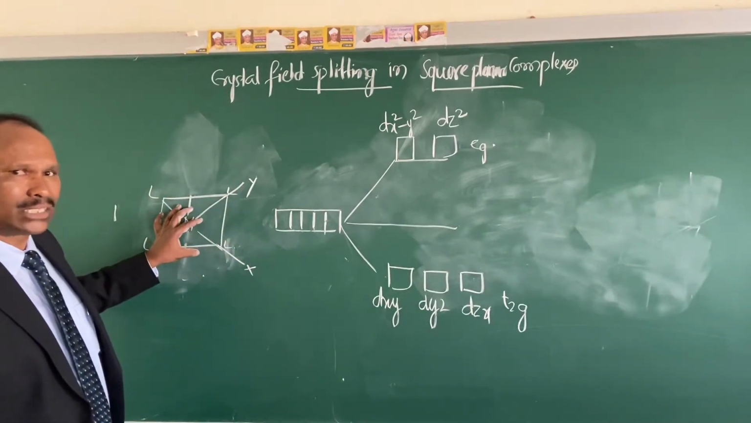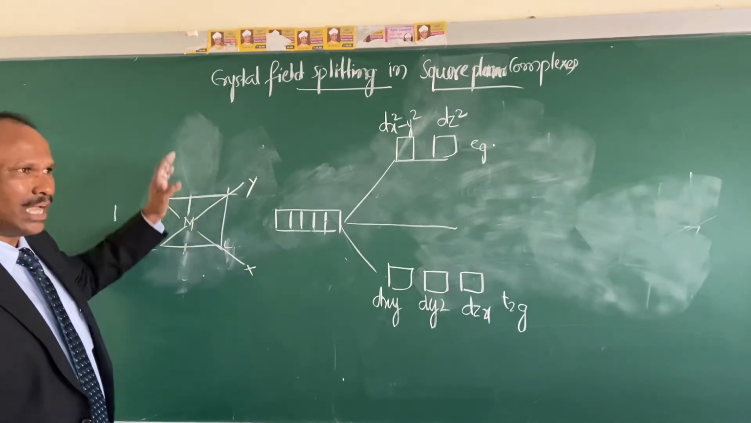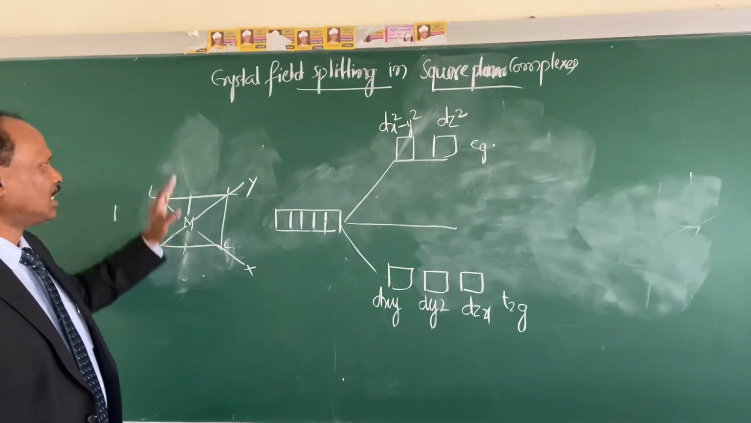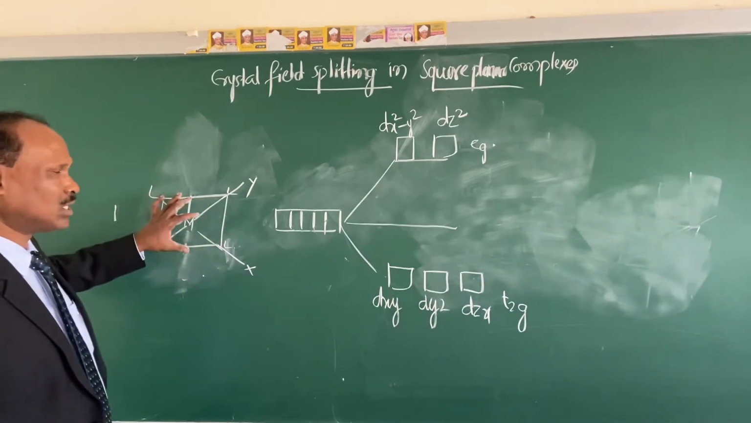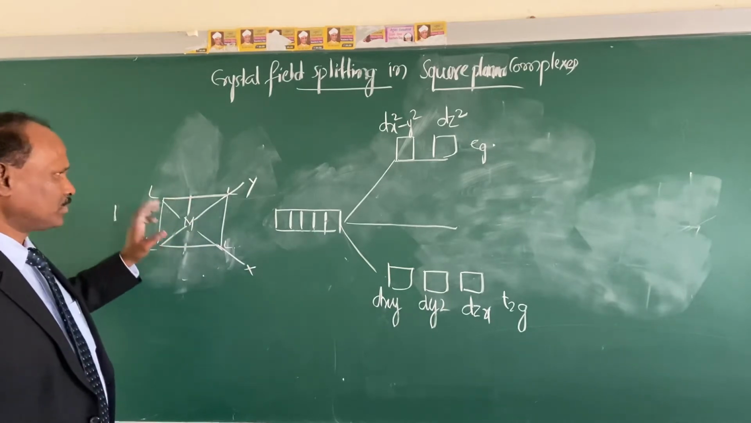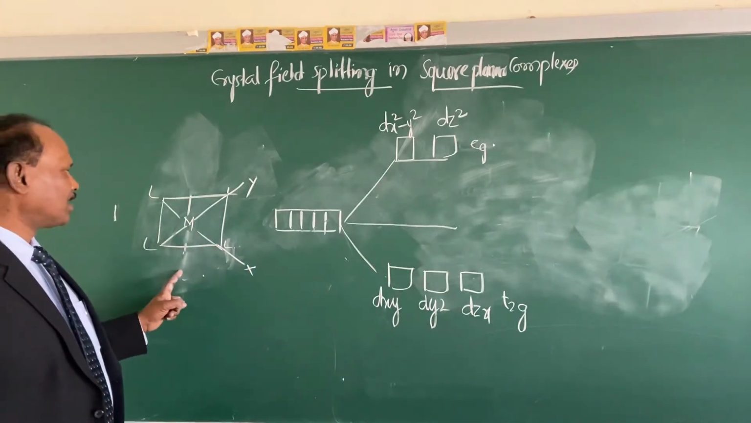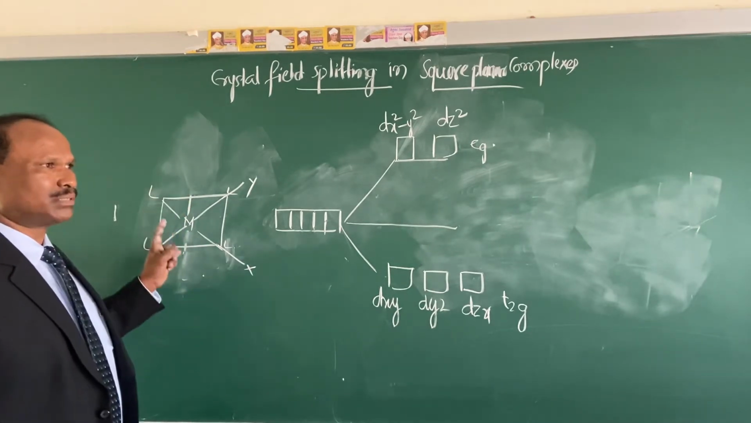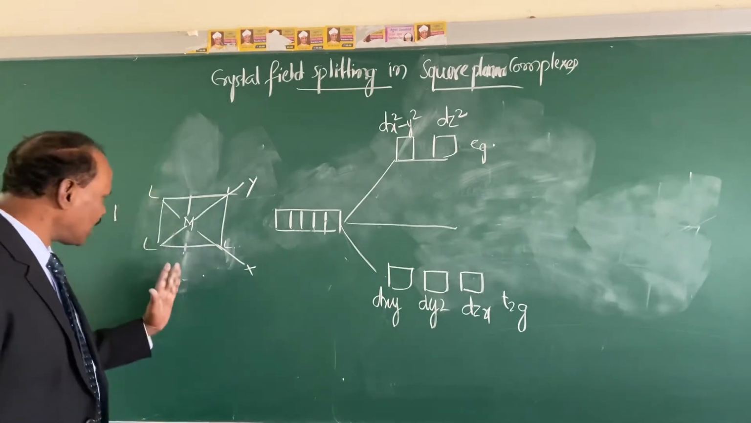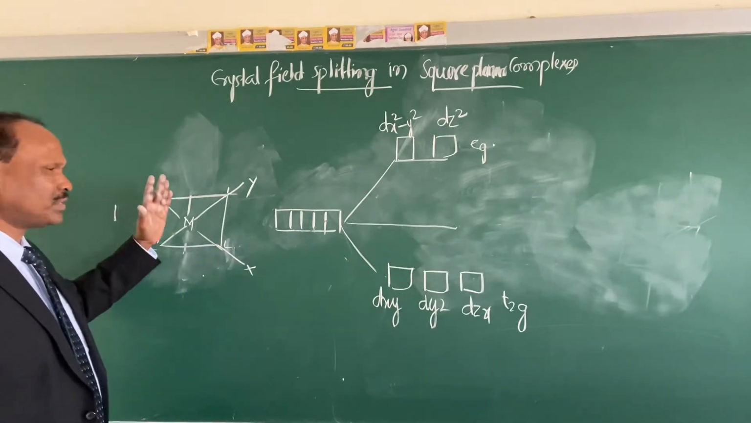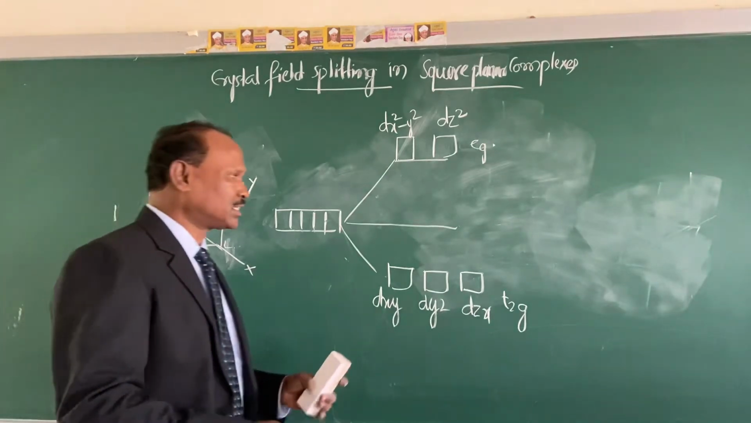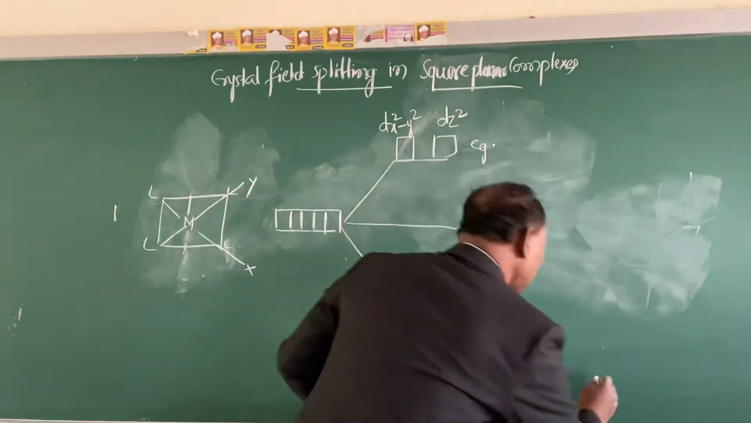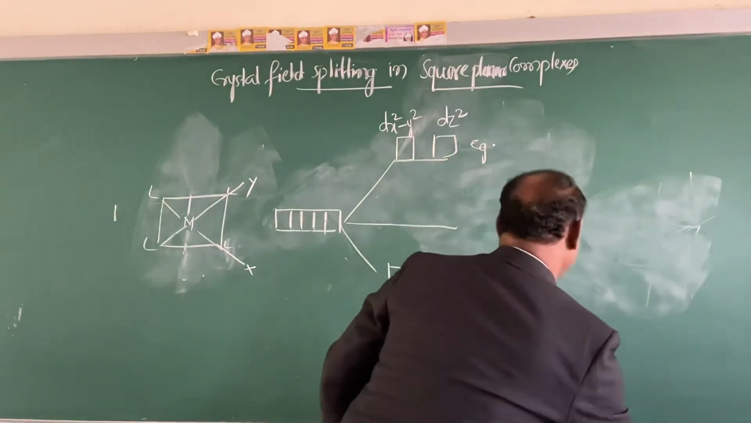A square planar geometry. I repeat this. I have removed that z-axis. When I removed that z-axis, you are noticing that the octahedral geometry has become the square planar geometry. That means the orbitals of the central metal ion which are there along this z-axis suffer minimum repulsion. Which are those orbitals now? dyz and dzx.